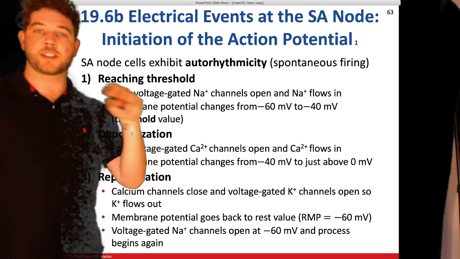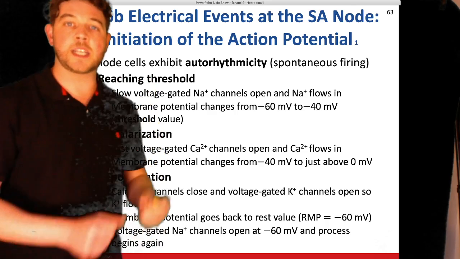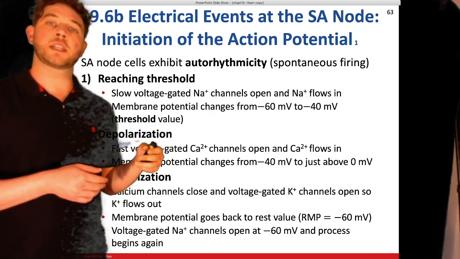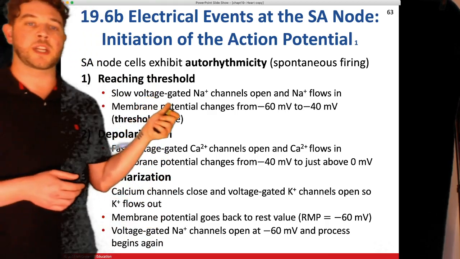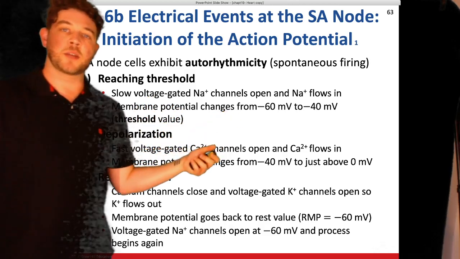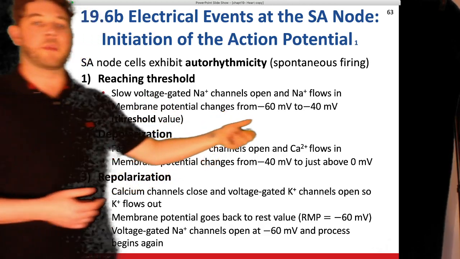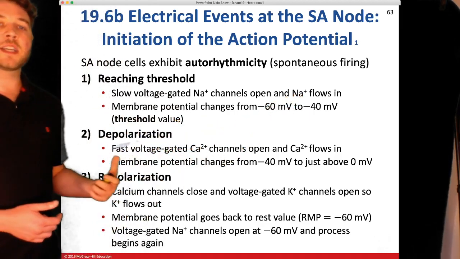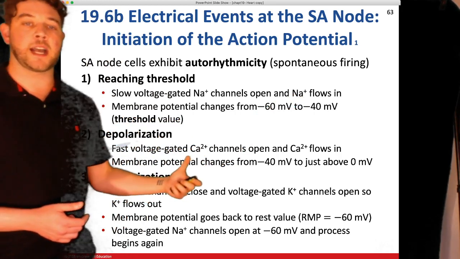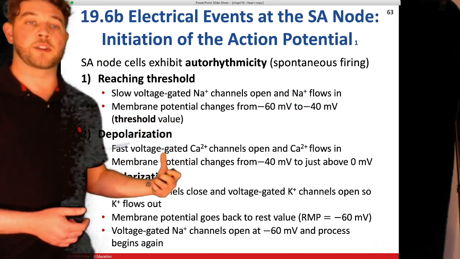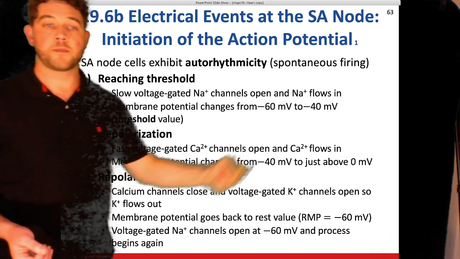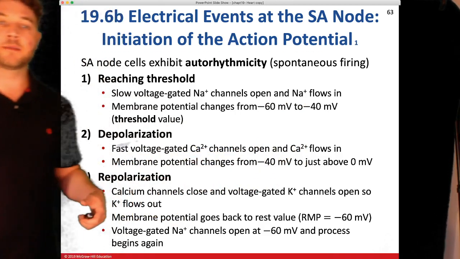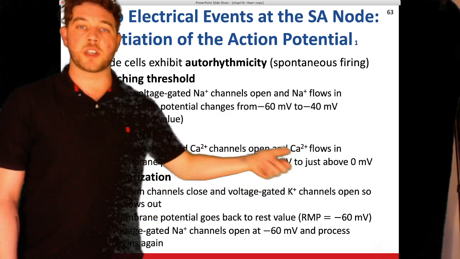So let's say we're right at the beginning of one of these cycles. The cell is at rest, at negative 60 millivolts, and the slow voltage-gated sodium channels are open, allowing sodium to flow into the nodal cell. It goes from negative 60 to negative 40 because sodium is positive. Once it gets to negative 40, that's its threshold value, and you go into depolarization. Your fast voltage-gated calcium channels open at negative 40 millivolts, and because they're fast, a lot of positive calcium flows in. The membrane potential changes from negative 40 to just above 0 millivolts.